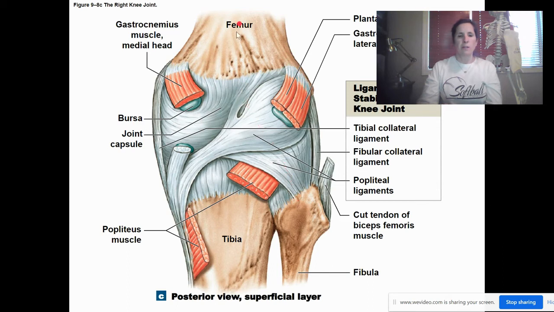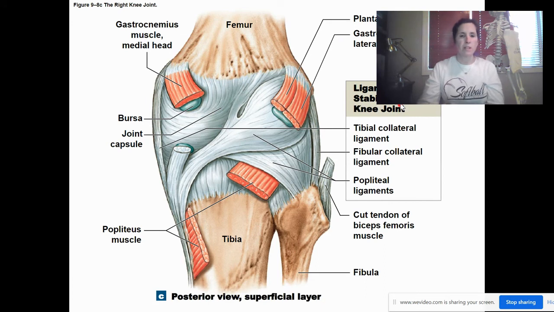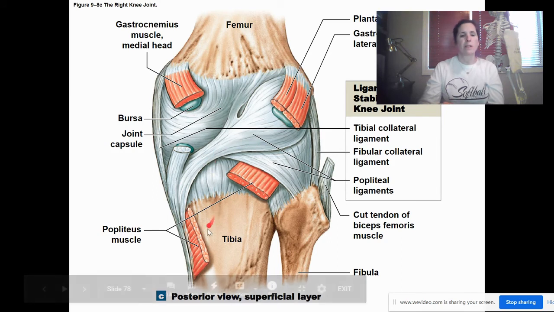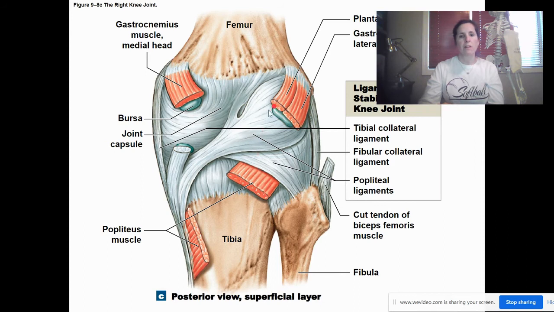Okay, so here's your femur. Here's your tibia. We want to look here at the ligaments that stabilize the knee joint. And so this is on the back of the knee, the posterior view, and here's the popliteal ligaments. All right, so we're not deep. All right, and there is a popliteus muscle right here. Okay, but this is a popliteal ligament.